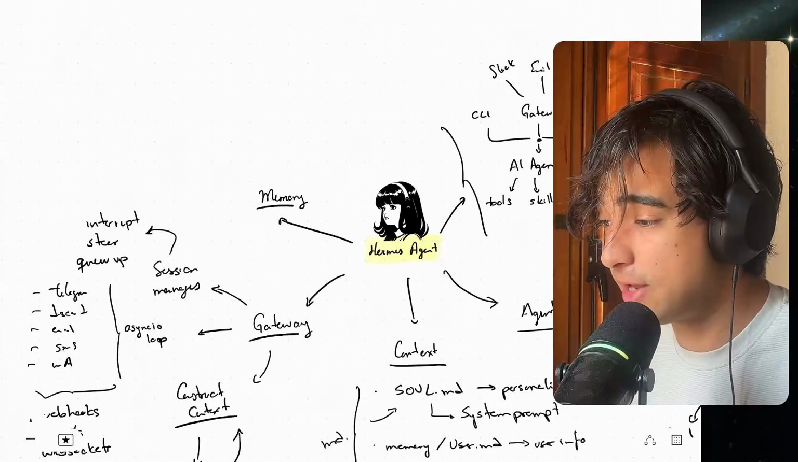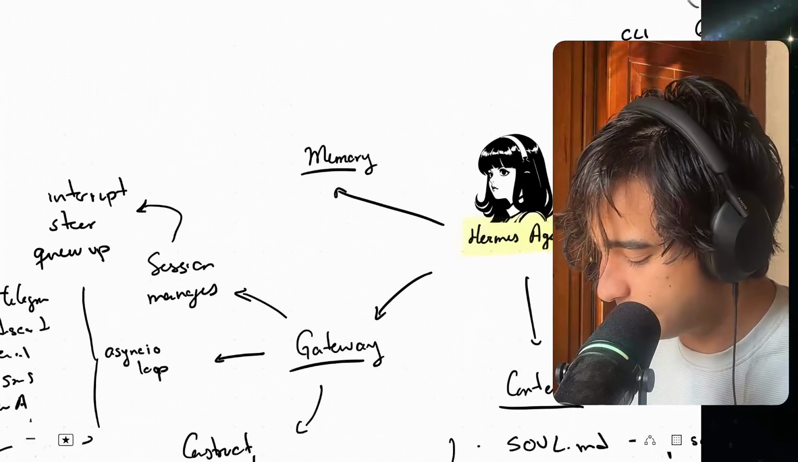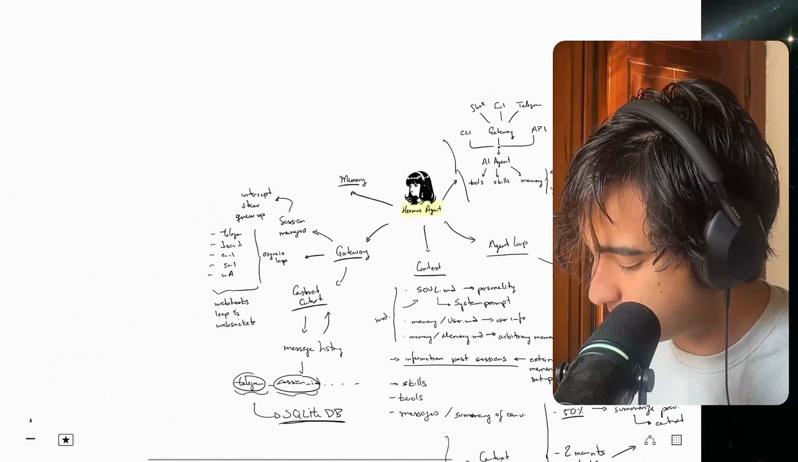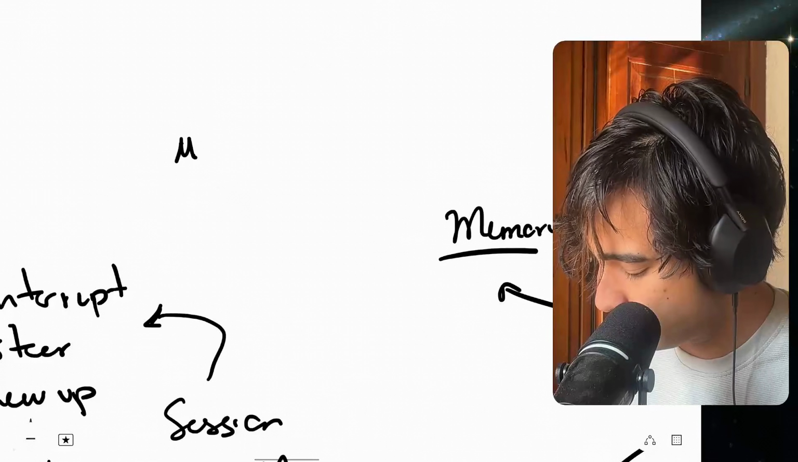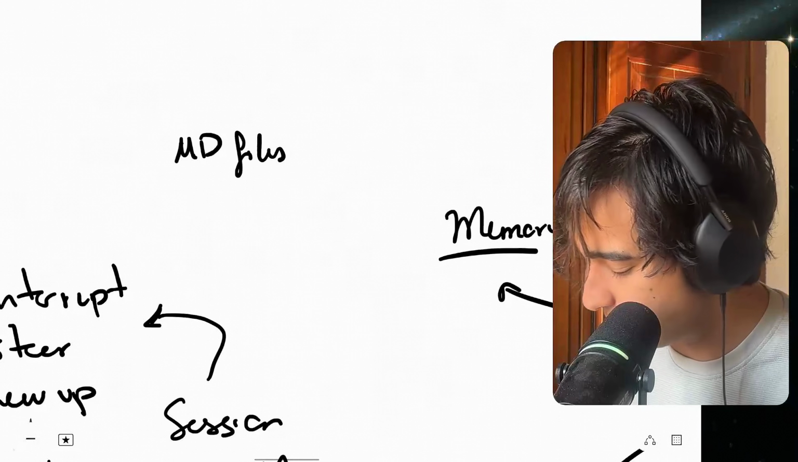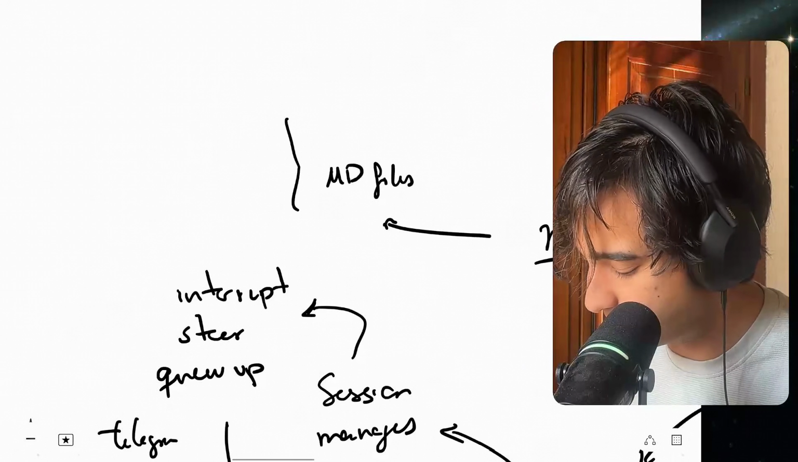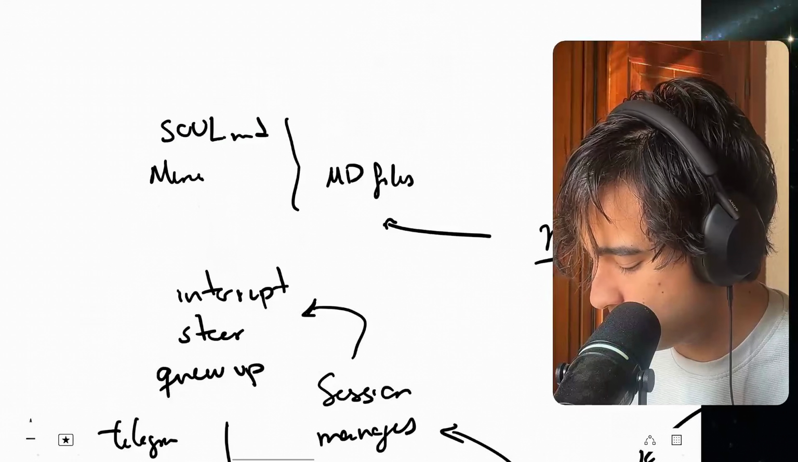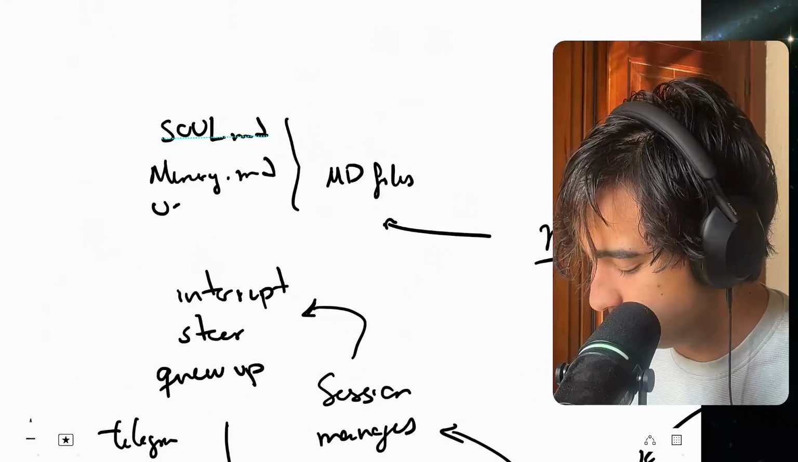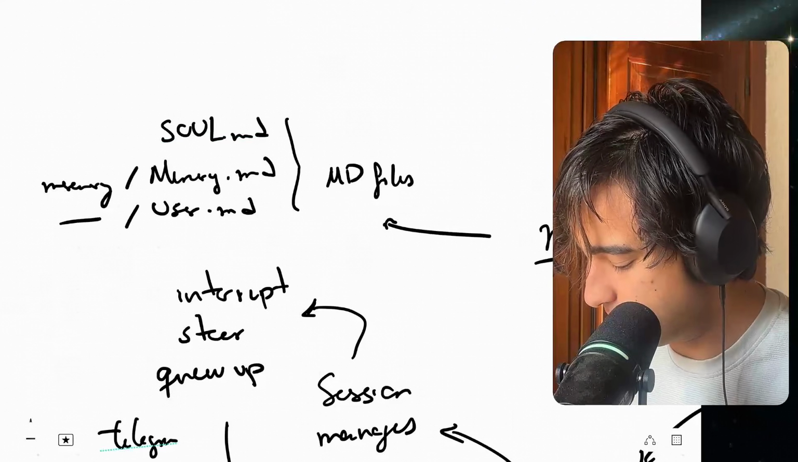And memory actually comes in 3 different ways. The first one is the markdown files that we already mentioned. And those are, as we said before, soul.md, memory.md, and user.md. And these two are inside memory.